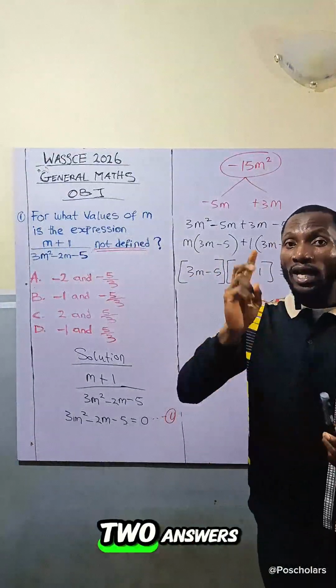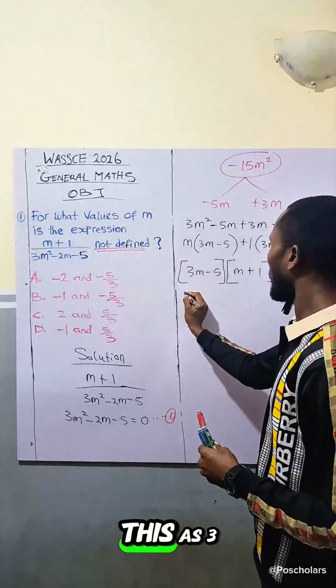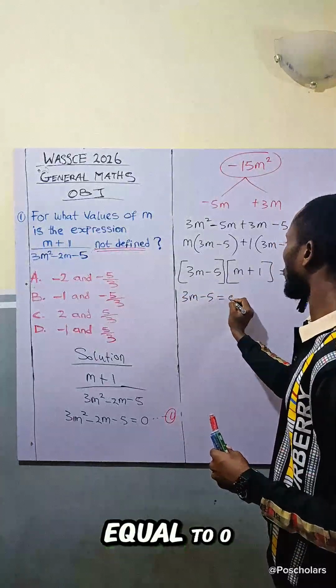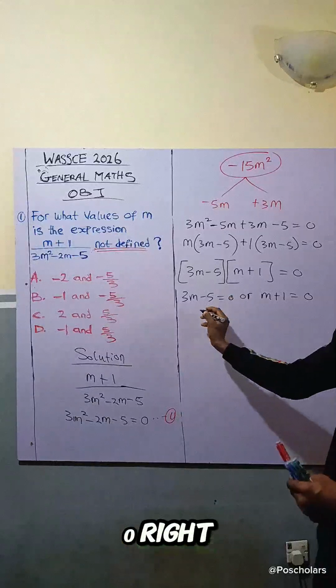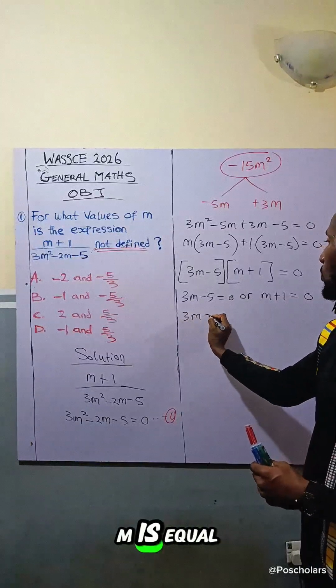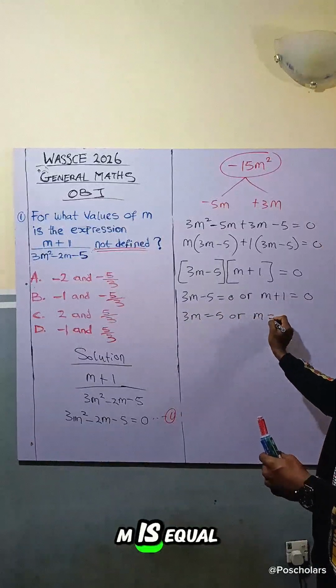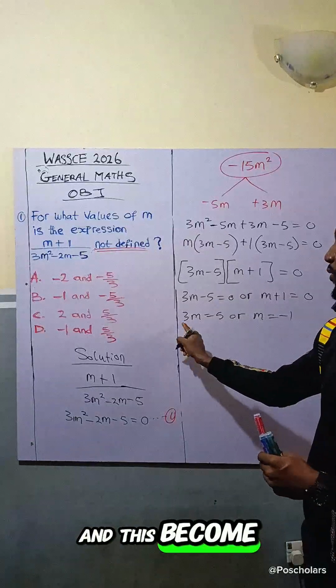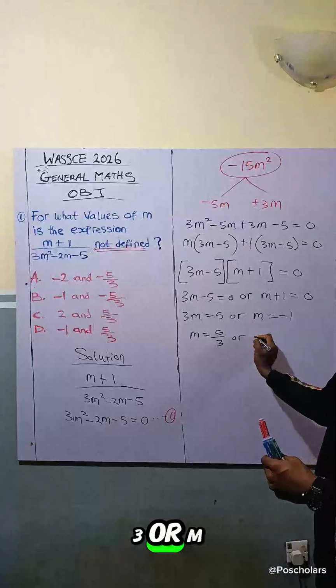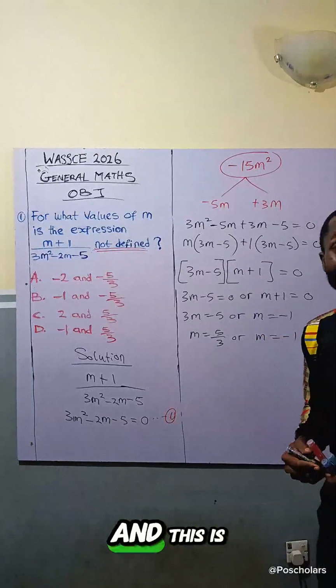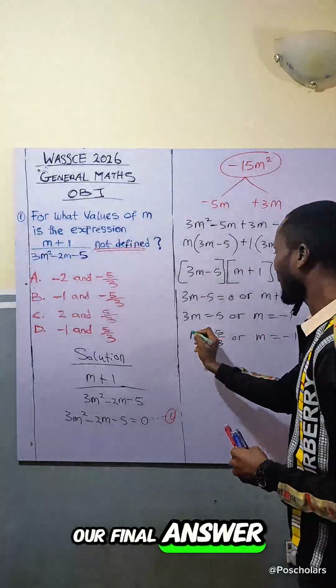Quadratic equation always has two answers. So it means we can write this as 3m minus 5 equal to 0, or m plus 1 equal to 0, right? Solving further, we have 3m is equal to 5, or m is equal to minus 1. And this becomes, we divide both sides by 3, m is equal to 5 over 3, or m is equal to minus 1. And this is our final answer.